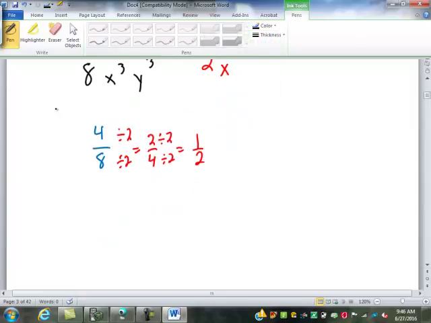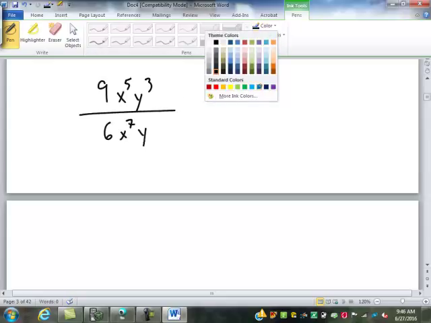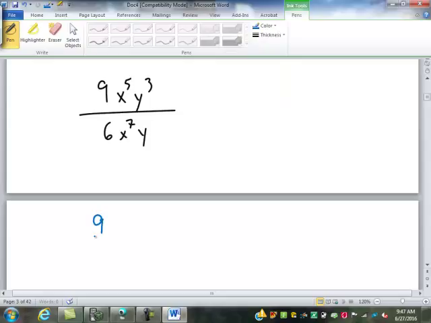Now there is some differences between these algebraic fractions and our regular numerical fractions. One of them is this. I've got 9 over 6. I got to reduce that. First of all, we do see that both of them can be divided by 3, which gives us 3 over 2.